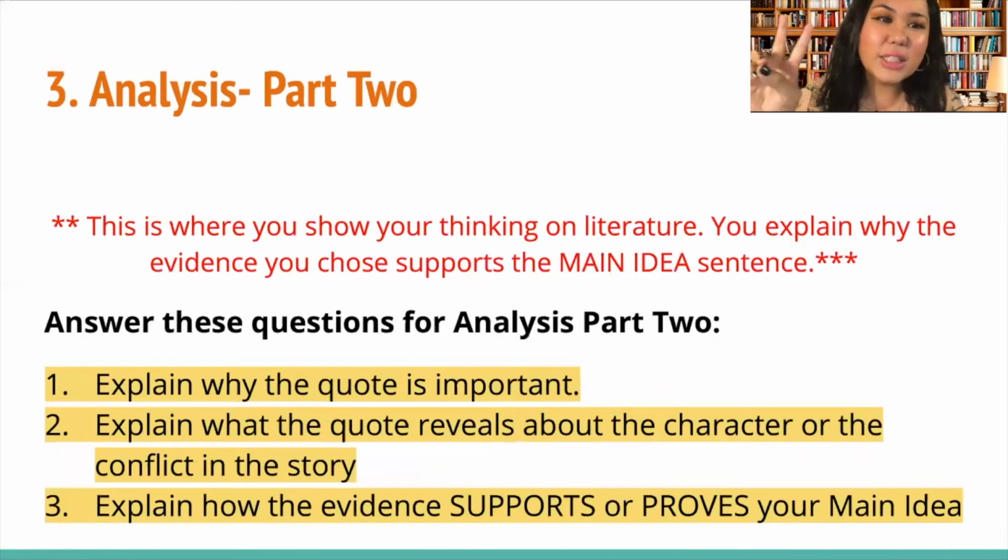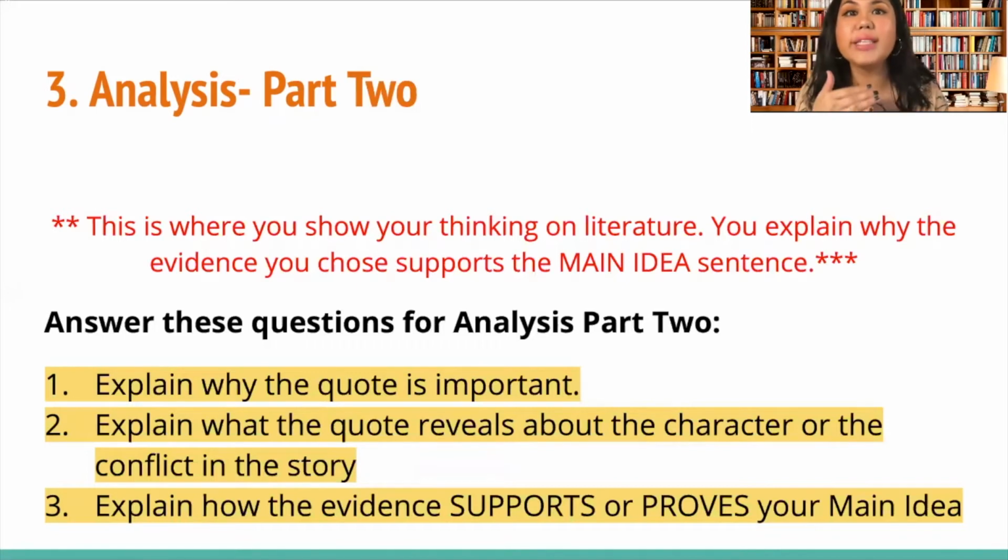All right, analysis part 2. This is where you show your thinking on literature. What does that mean? You're really bringing your analysis of the quote, of the story in this portion, okay? You explain why the evidence you chose supports the main idea, all right? So yeah, you told us what is happening in the quote, but why is this happening? Why is this character saying this? Why is this character acting this way? What is the word choice in this quote? What does it show?